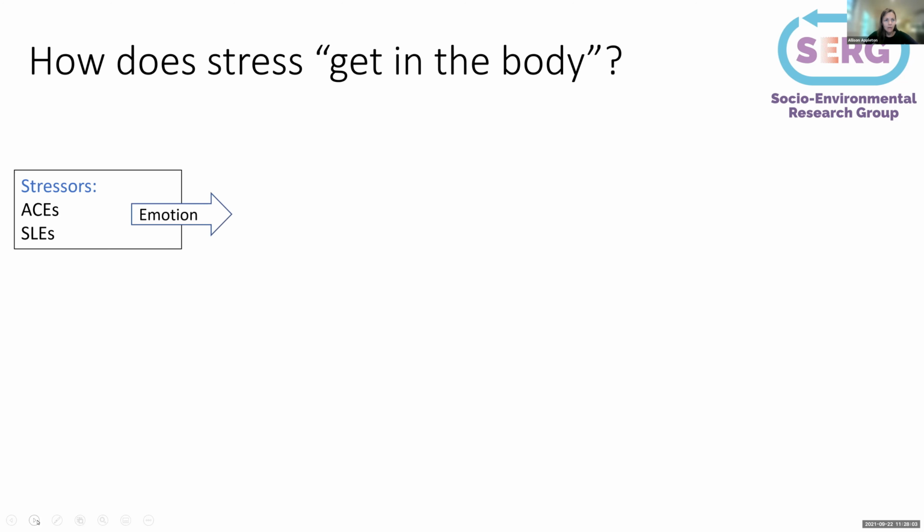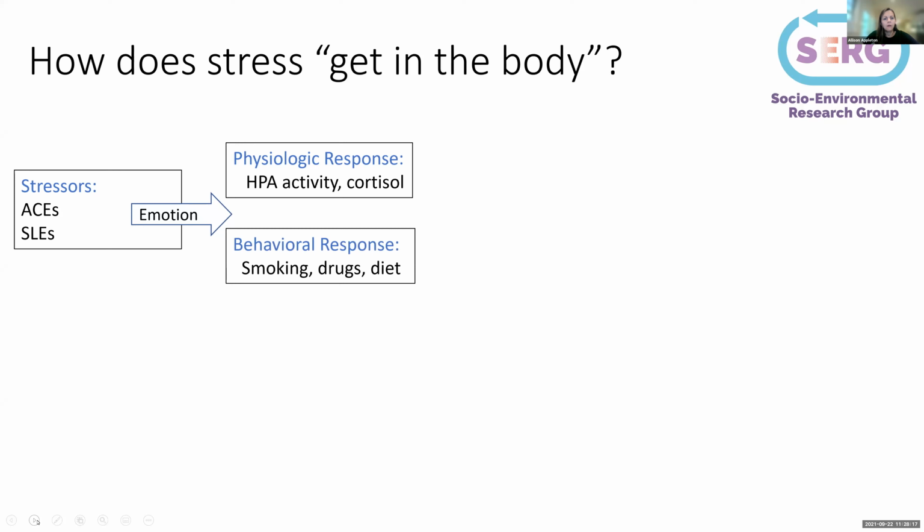These stressors give rise to emotion and in turn activate a physiologic response. So hypothalamic pituitary adrenal axis activity, the secretion of stress hormones like cortisol, for example. These also induce a behavioral response to stress. So as I mentioned before, the uptake and utilization of things like smoking or drug use or dietary factors, again, oftentimes to mitigate the feelings of stress, to cope with it.